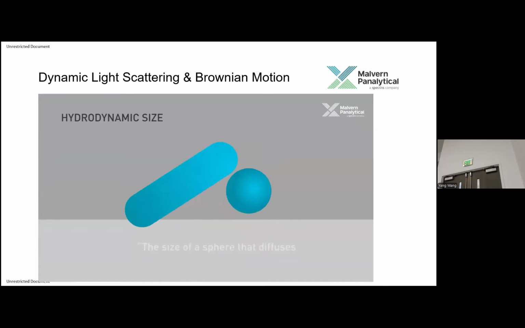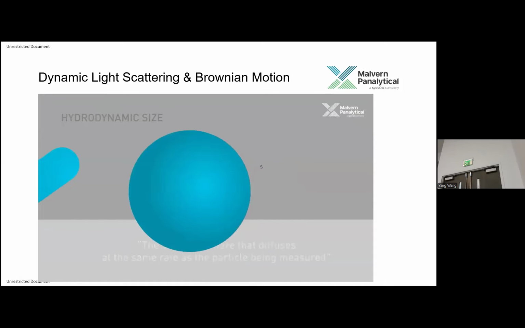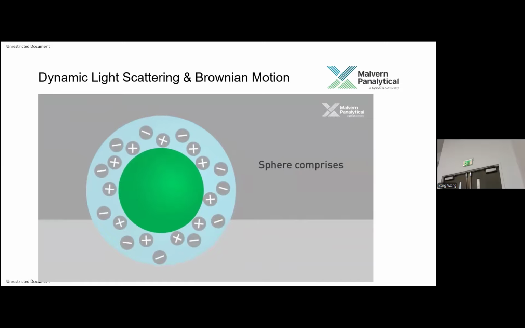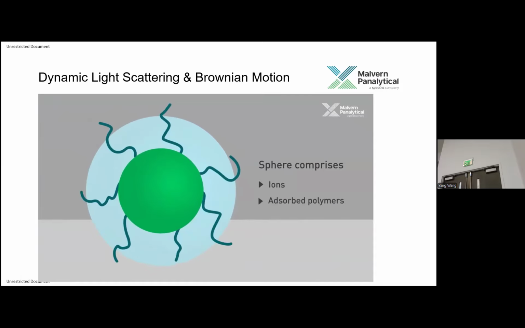When we report the diameter, we're reporting the hydrodynamic diameter, the spherical equivalent of your particle moving around in Brownian motion. Right, so if you're taking this mic, this is rotational diffusion, translational diffusion.